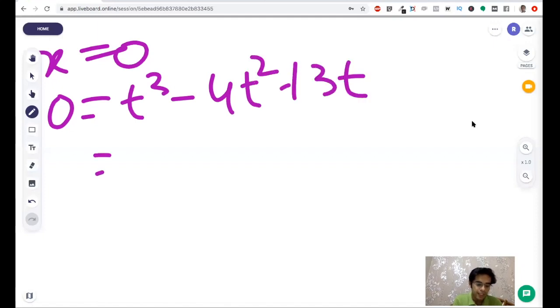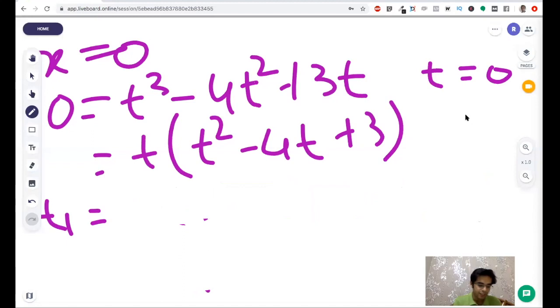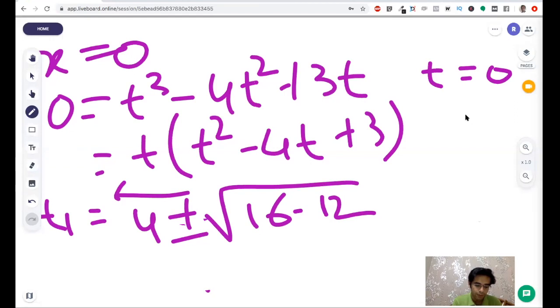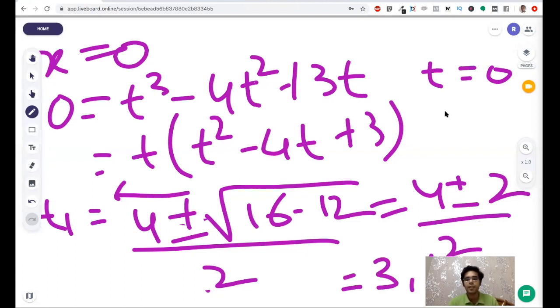With this, we'll get a quadratic equation: t square minus 4t plus 3 equal to 0. Again, I made a calculation mistake here, and a lot of students can also make this mistake. Solving this quadratic equation, t comes out to be 4 plus minus the square root of 16 minus 12, upon 2. So 4 plus minus 2 by 2, which is 3 and 1. So t equal to 0, t equal to 1 and t equal to 3. These are the three times at which we need to find the acceleration.